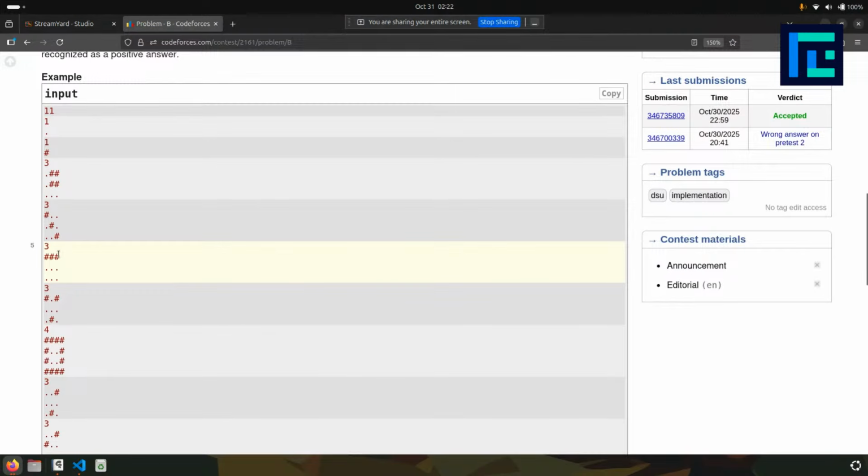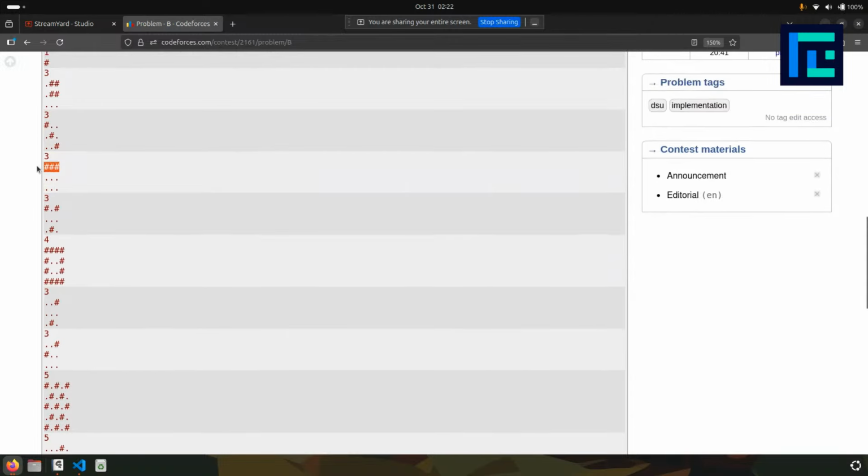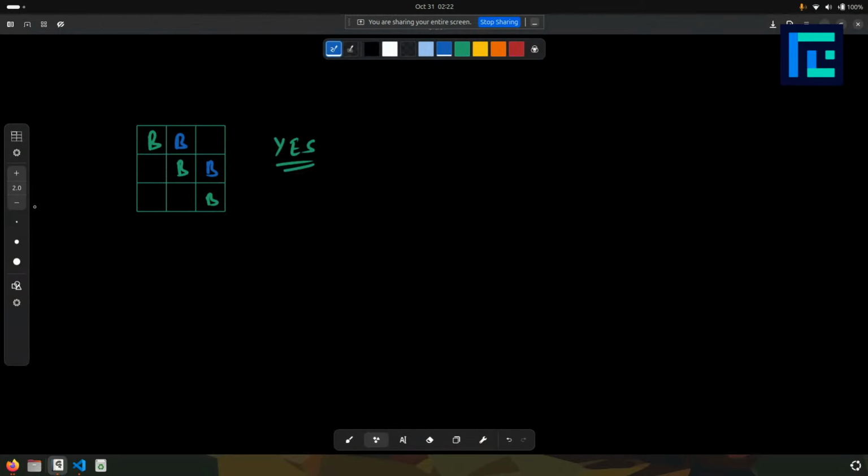Then the next test case, there are three black cells which are aligned horizontally, and we cannot paint the black cells white. So the answer for this test case would be no. Then the next test case, let's solve that.